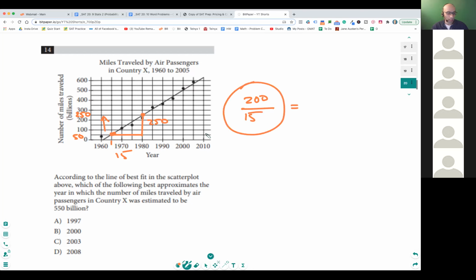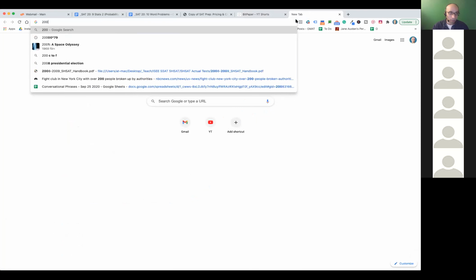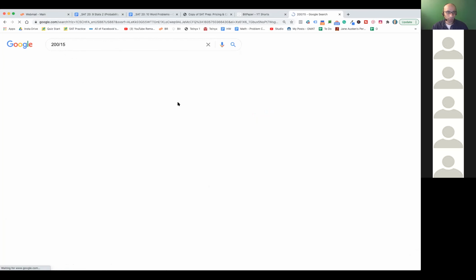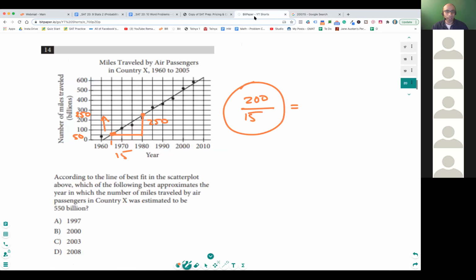Remember, these are mostly calculator problems, right? So 200 over 15, you can figure it out. You can approximate it eventually to get the answer, right? 200 over 15 is 13-ish, right? So that's fine. 13, you can roughly take it to be 15. That works. 10 works, right? So this answer is 15. So what does it mean? What's the interpretation of this? Every year, the number of miles traveled increased by 13 billion. Okay, 13 billion. Wow, that's a lot.